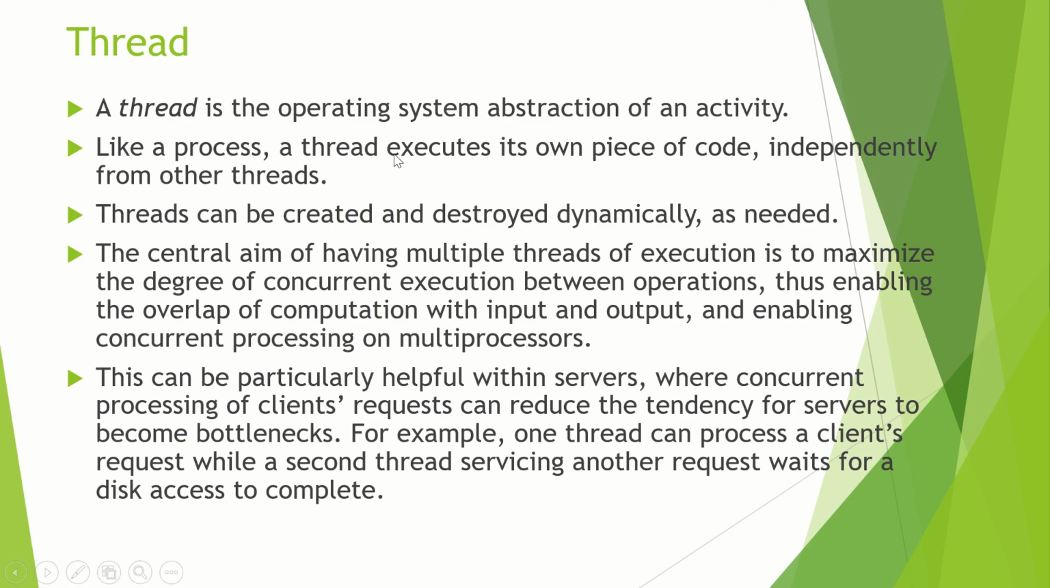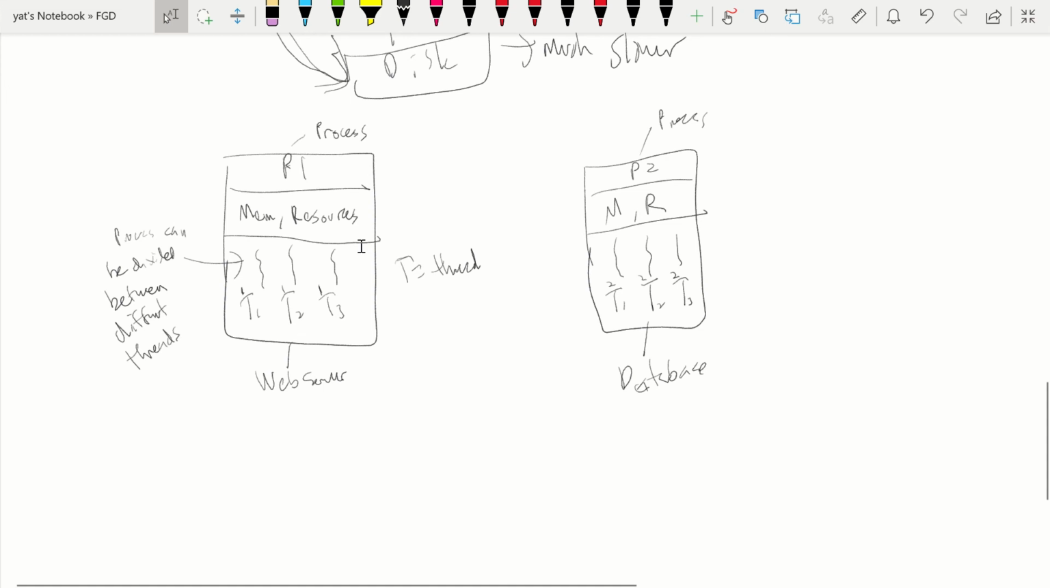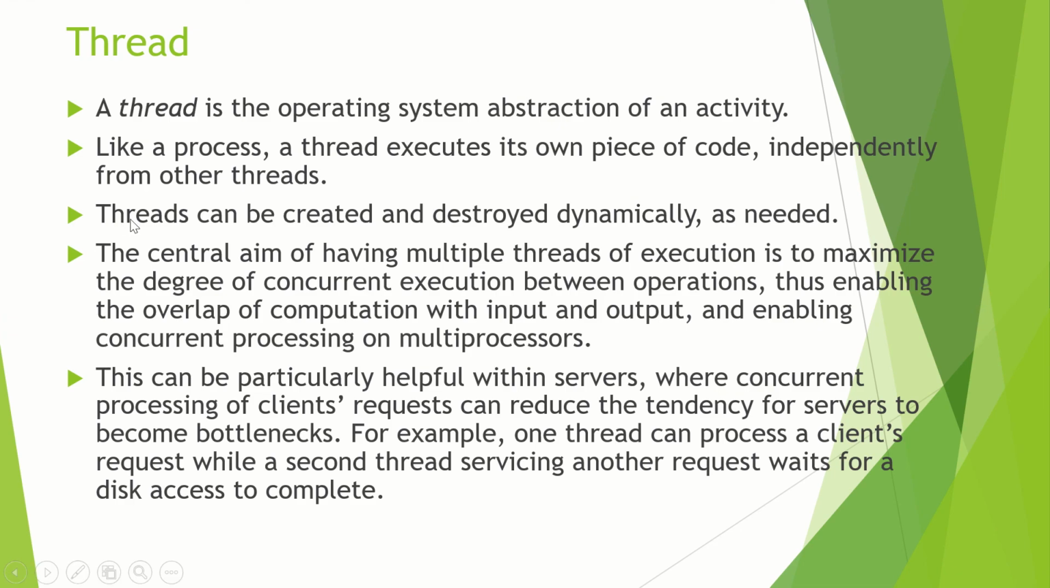So a thread executes its own piece of code independently from other threads. So thread 1 is independent of thread 2, and so on. Thread 2 doesn't depend on thread 1, meaning that if thread 1 executes, thread 2 can also execute without having to wait for thread 1 to finish executing first. So threads can be created and destroyed dynamically as needed. You can create and you can also destroy the thread dynamically.